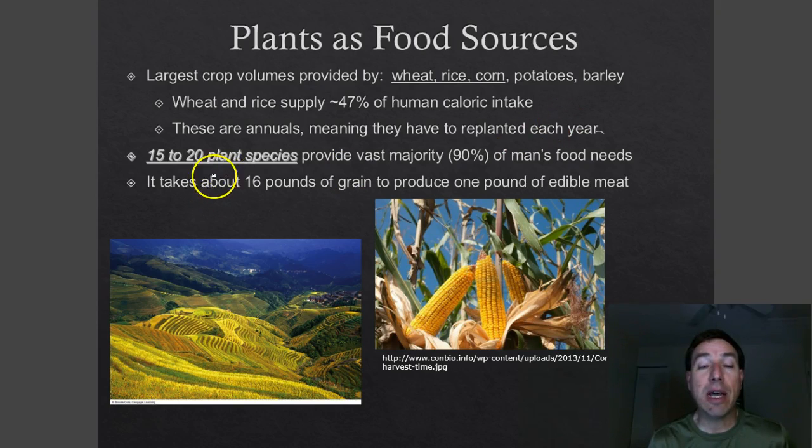The other bad thing is that we have really limited the number of plant species that we use for crops. 15 to 20 different plant species now in the United States supply 90% of our actual food needs. In the past, we had hundreds and maybe even close to thousands of different plants that provided our food. However, because of modern agriculture, we need high yields, and so a lot of those other species don't provide a lot of food, whereas these 15 to 20 produce a lot of food and you can plant large areas.